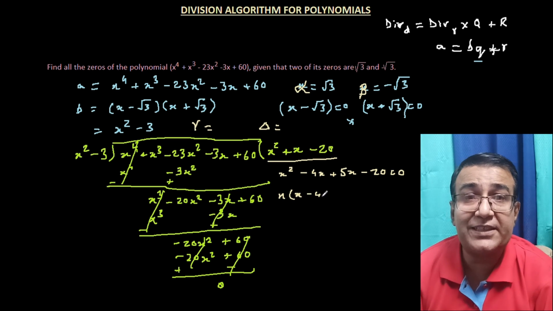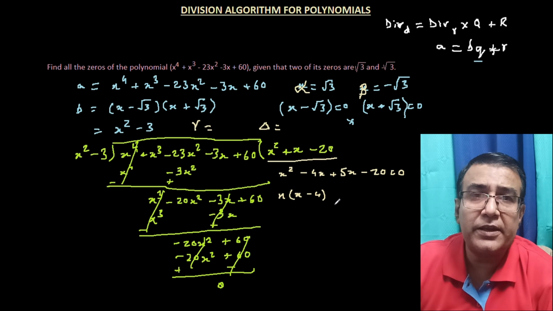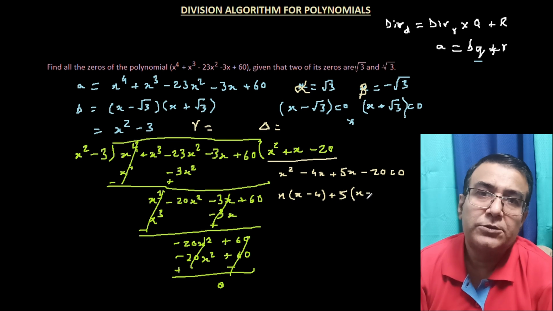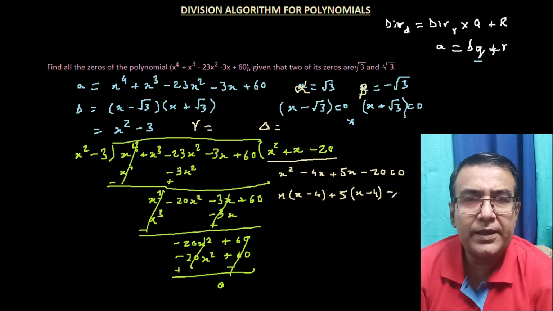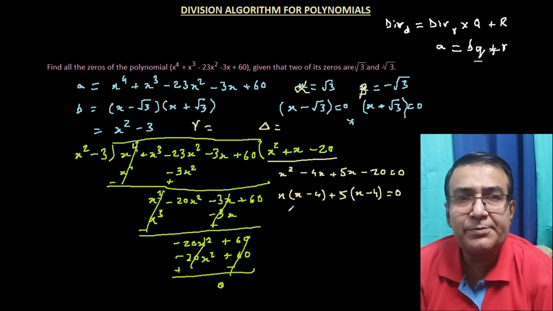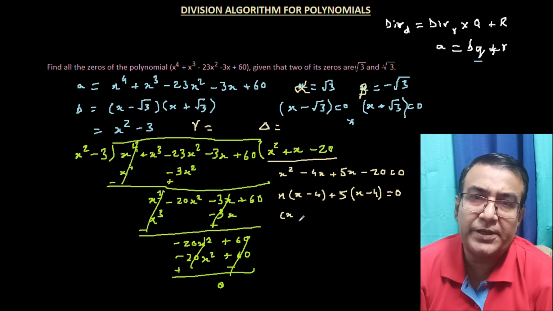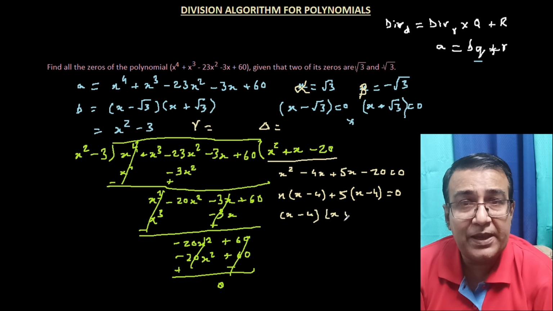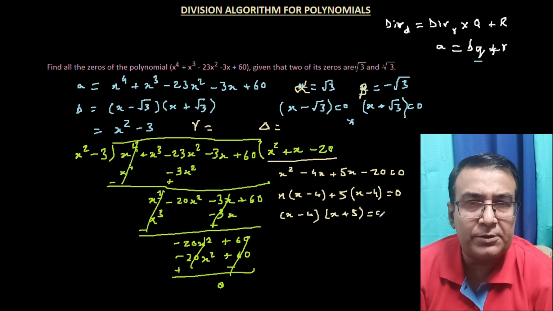Within the first two terms I can factorize out x very clearly, so I'm left with x minus 4, and in the next two terms I can see that plus 5 can be factorized out, so plus 5, and that again leaves me with x minus 4. So x minus 4 is common in both these terms, and I am left with x plus 5 as the other factor, that is equal to 0.